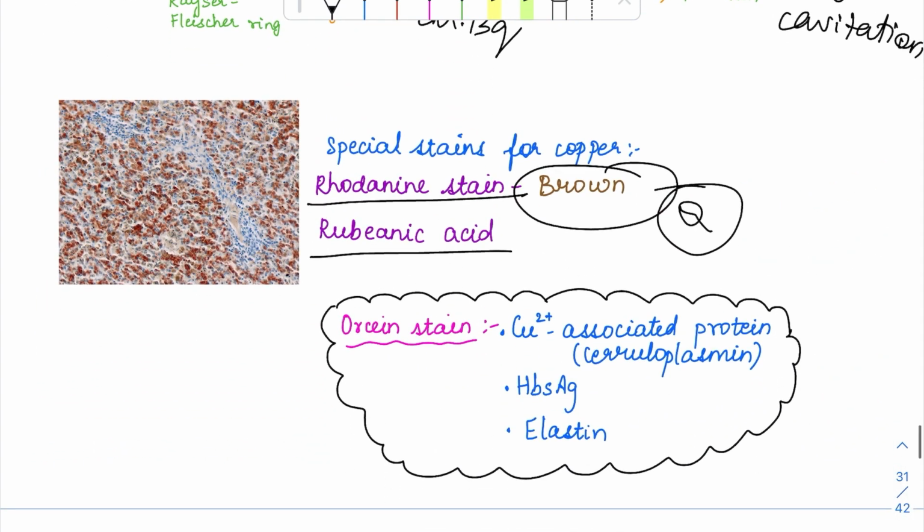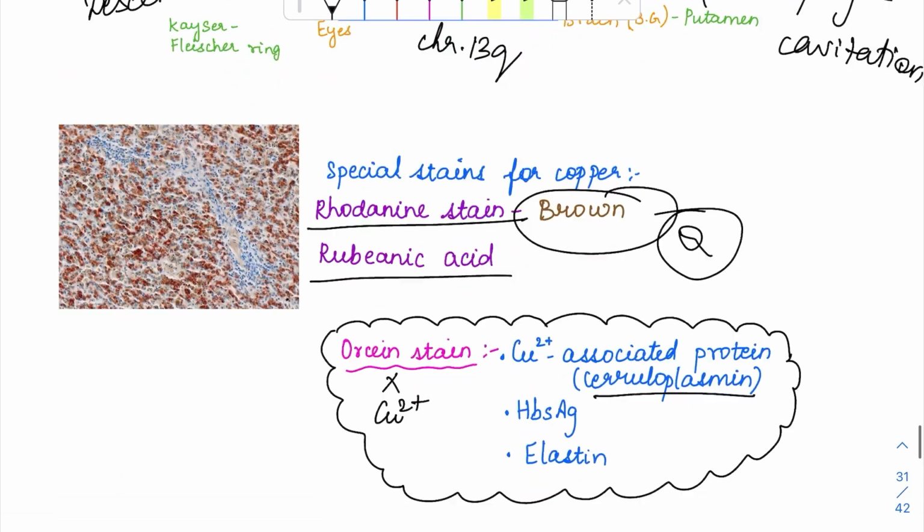So don't confuse it with the orcein stain. Orcein stain is going to stain the copper-associated protein, which is ceruloplasmin, and not copper. Okay, orcein stain is not for copper, it is for ceruloplasmin. Other than that, orcein stain will also stain the hepatitis B antigen, which is HBsAg, and also elastin.